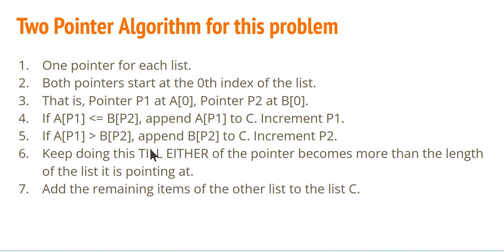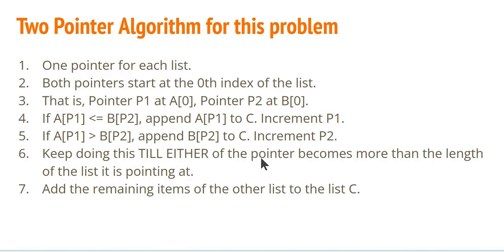Now I ask myself a question: if A P1 is less than or equal to B P2, well, I need to append A P1 to C and I will increment P1. If on the other hand A P1 is more than B P2, well, I will append B P2 to C and I'll increment P2. So the point is, we see whichever is the smaller of the two, we append that to the list, and that is the pointer we increment.